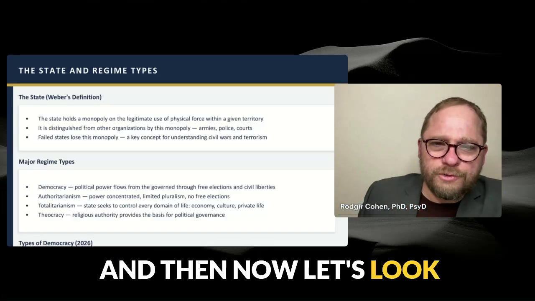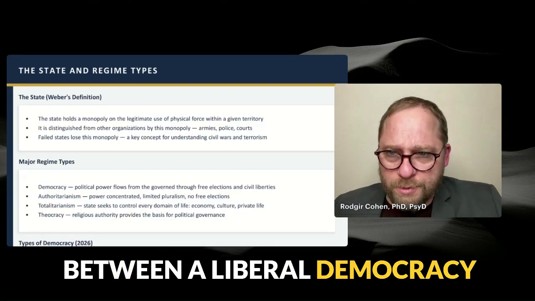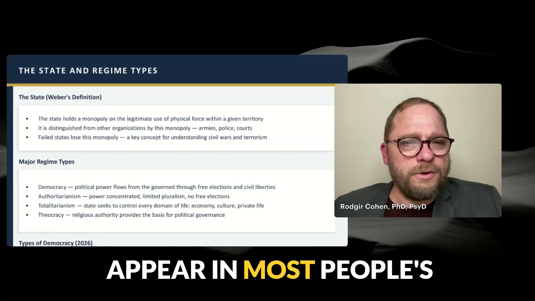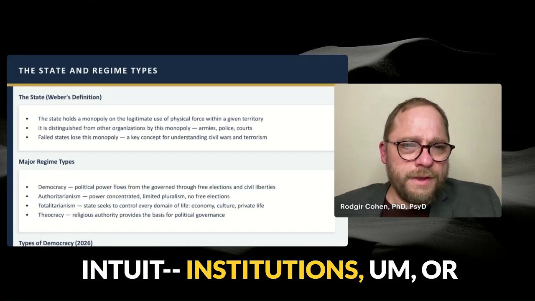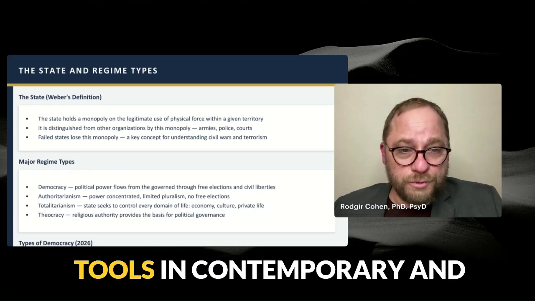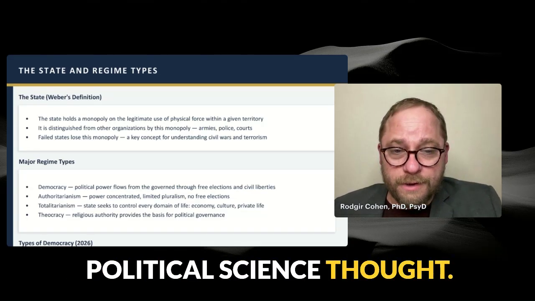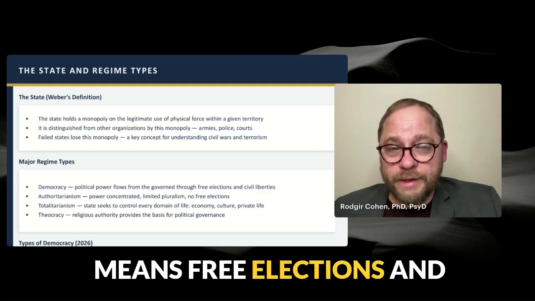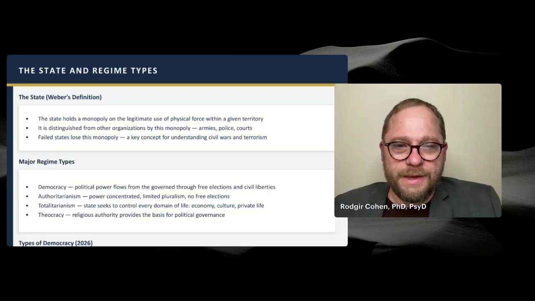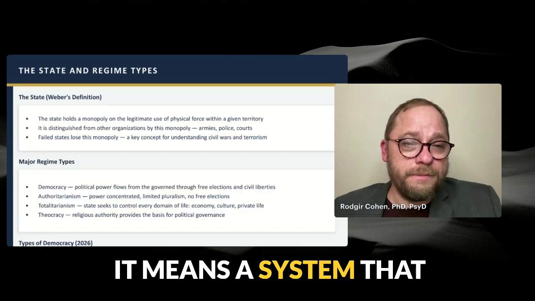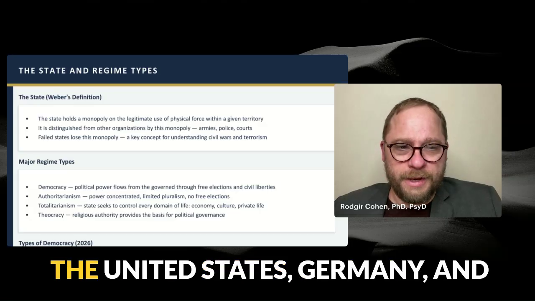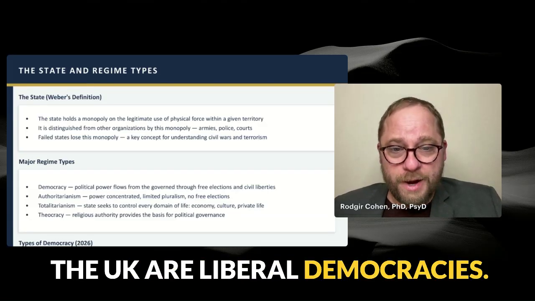Now let's look at the difference between a liberal democracy and an illiberal democracy. Here's a critical distinction that does not appear in most people's intuitions about democracy, and it's one of the most important analytical tools in contemporary political science. A liberal democracy means free elections and civil liberties and rule of law and minority rights. It's not about the political left. It means a system that limits government power and protects individual rights regardless of who wins elections. The United States, Germany, and the UK are liberal democracies.